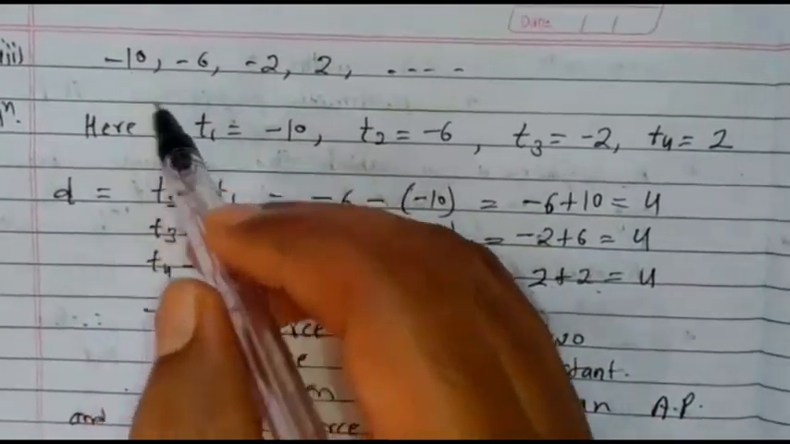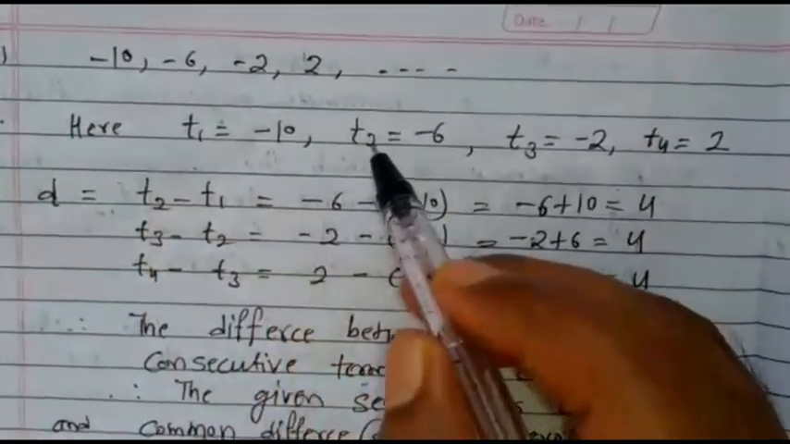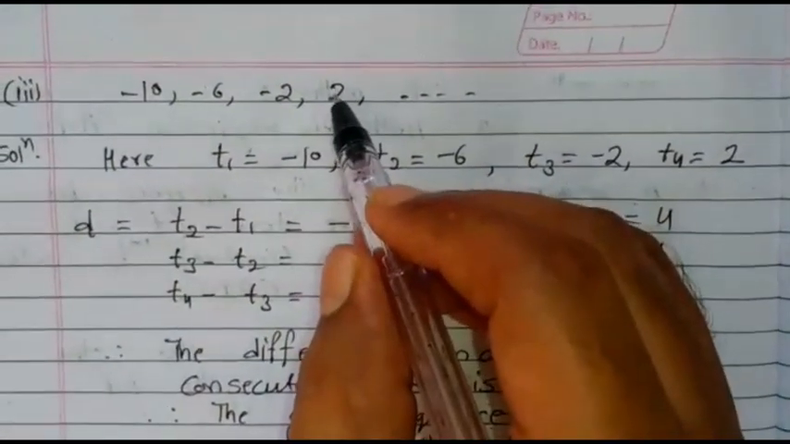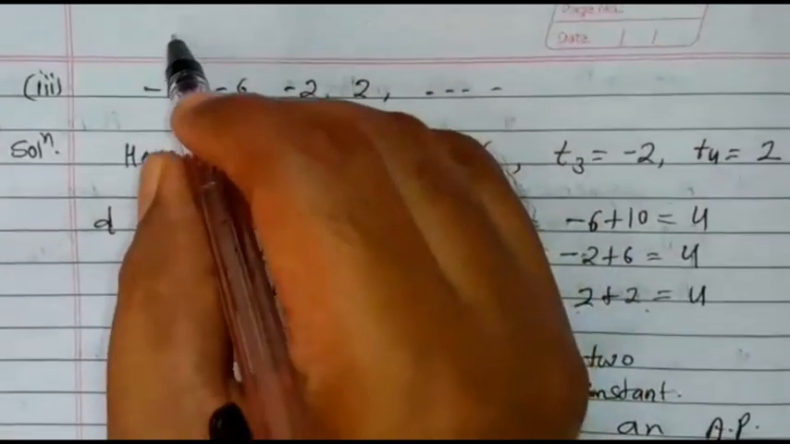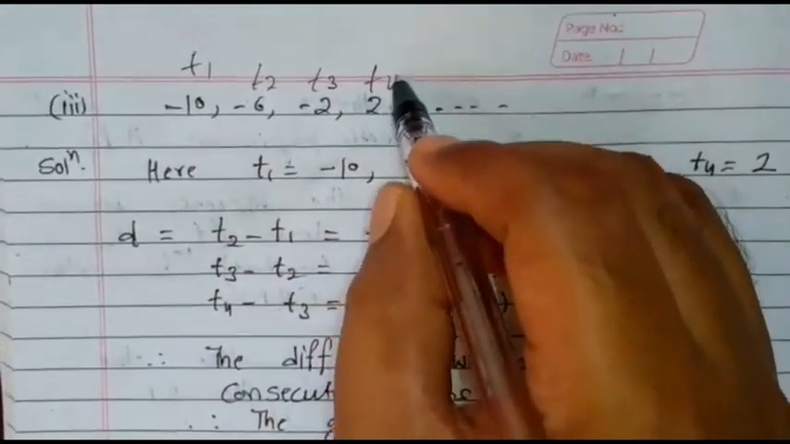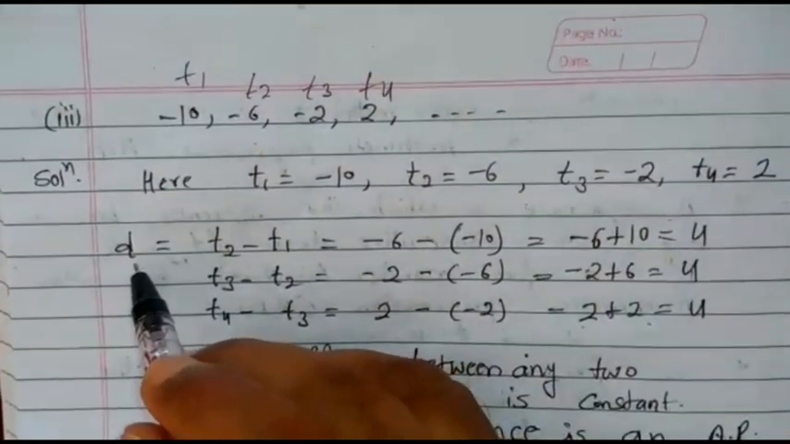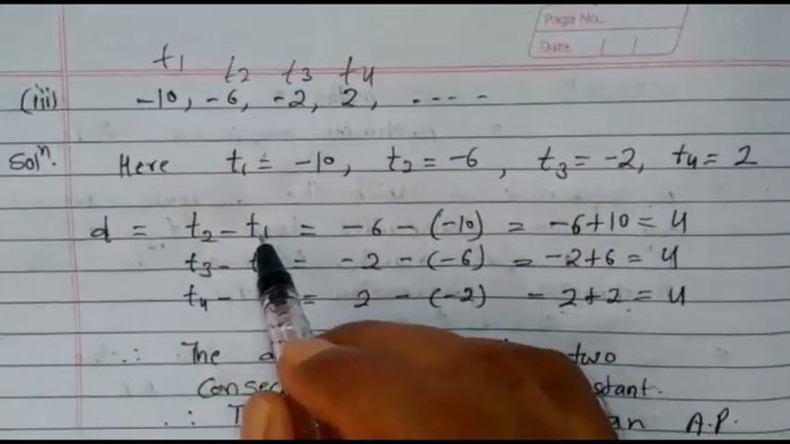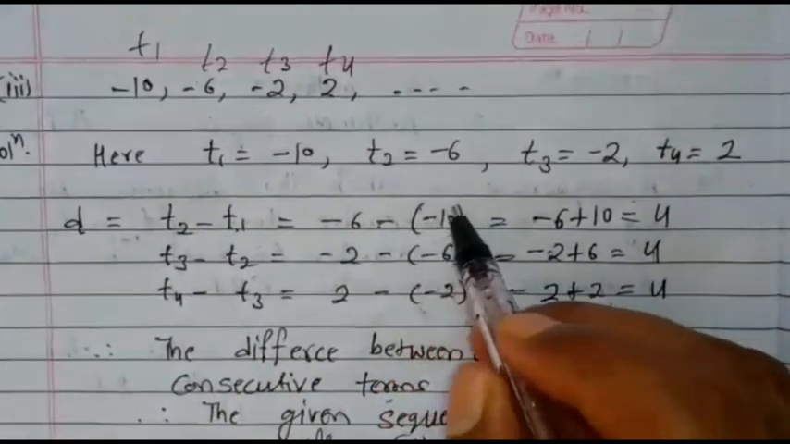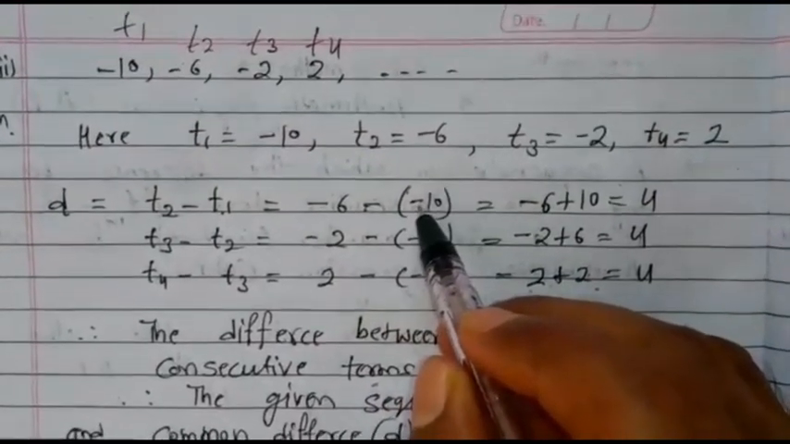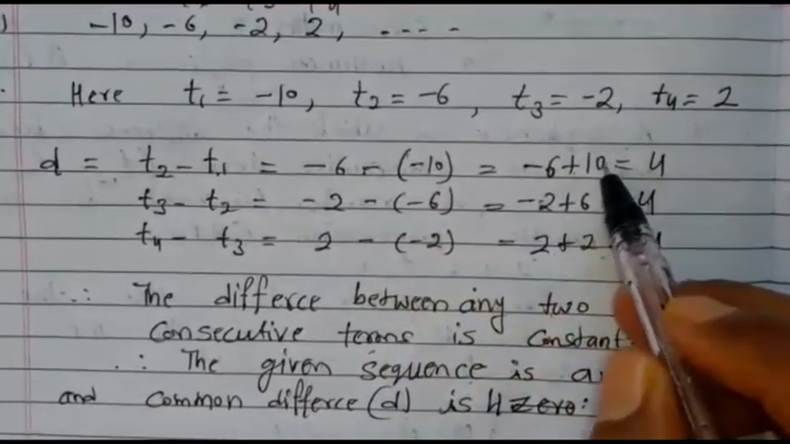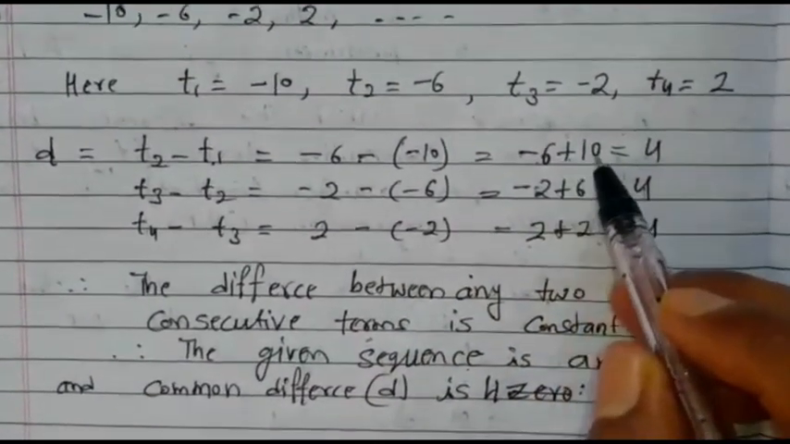Now the next question: minus 10, minus 6, minus 2, 2. Here the first term t1 is minus 10, t2 is minus 6, t3 is minus 2, and t4 is 2. Now try to find the d value. The formula is t2 minus t1. t2 is minus 6, and we write minus 10 in a bracket because there is a minus sign. Minus minus is plus 10. So minus 6 plus 10 is 4.